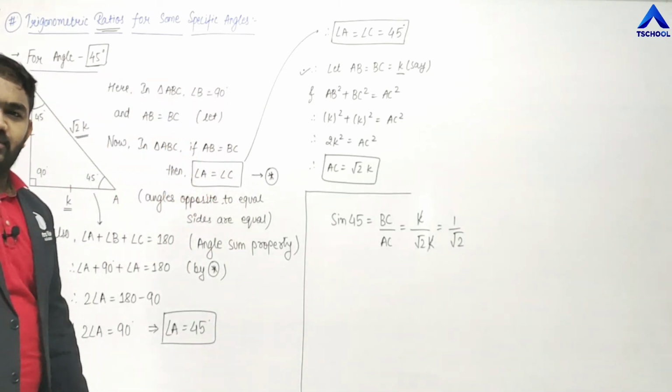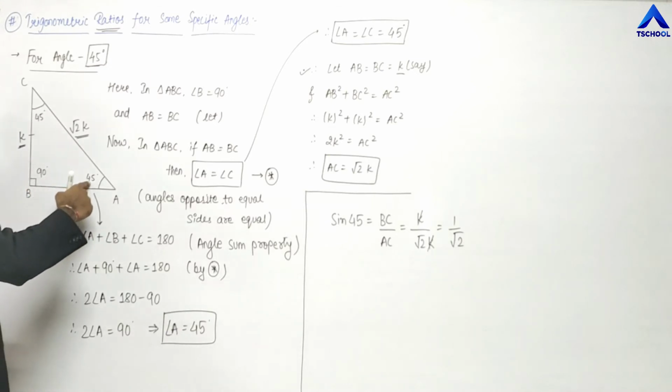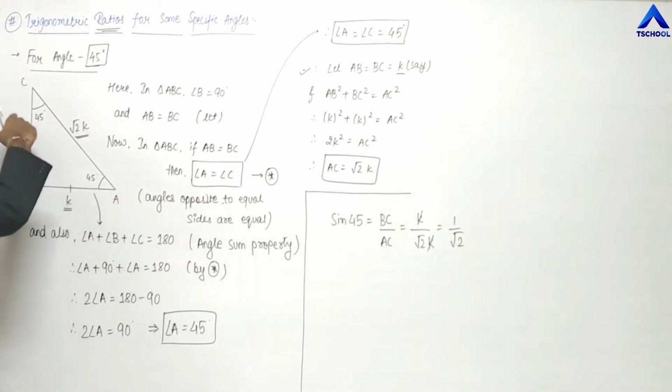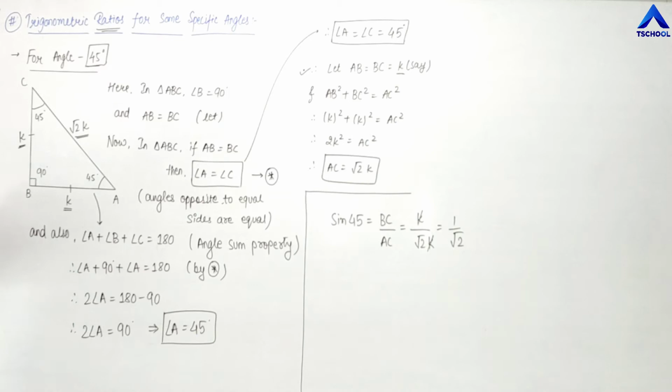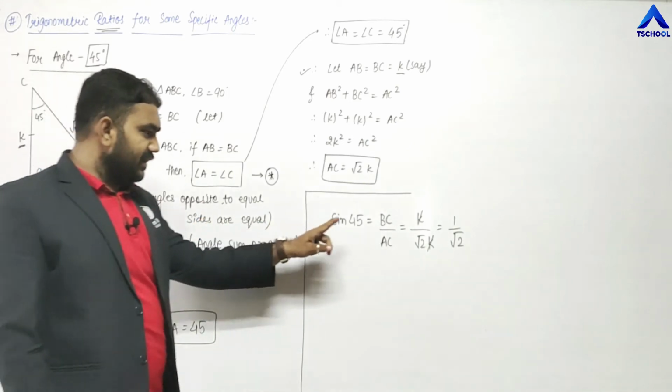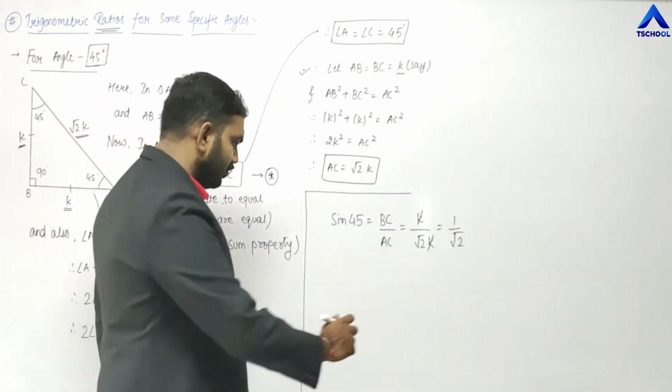Is this thing clear or not? Again, let me confirm, sine of A, that is sine of 45, that is opposite side divided by hypotenuse. Opposite side is K, hypotenuse is root 2K, and hence we can say that BC upon AC, that is K upon root 2K, K and K is cancelled, and hence we get the ratio 1 upon root 2.